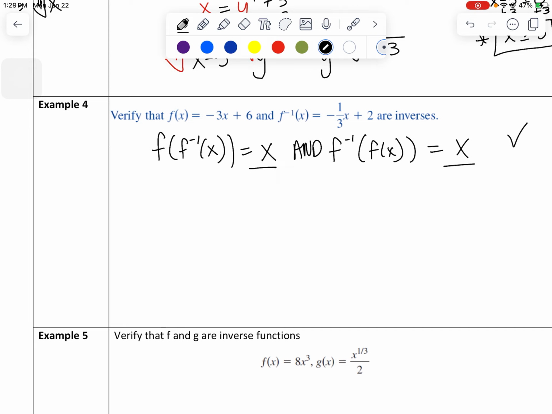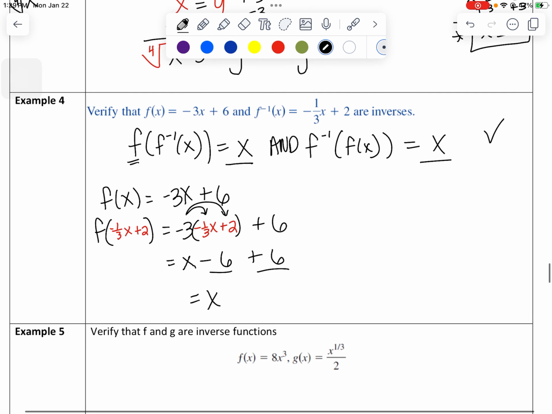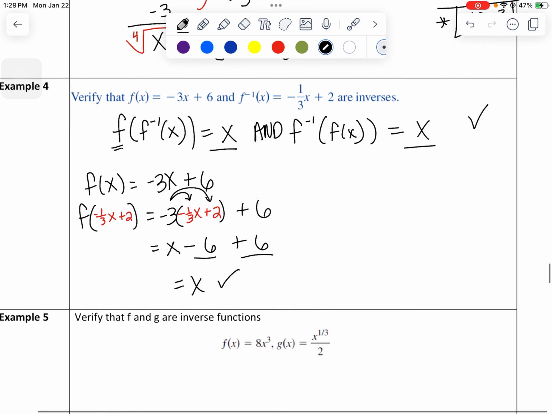So let's try this side first. Here I'm starting with the original function on the outside, so f of x equals -3x plus 6. I'm going to replace the input of x with my inverse function, which was -1/3 x plus 2. That's going to go in here where my x was in my original. Then I'm going to use the distributive property. -3 times -1/3 is 1x. -3 times 2 is -6. And then I have a plus 6. -6 plus 6 is 0. So it does in fact simplify to x.